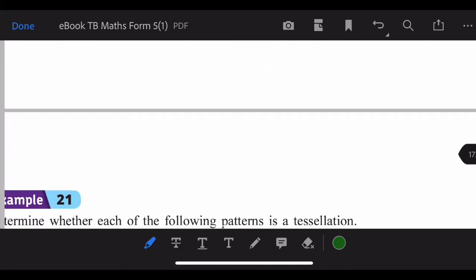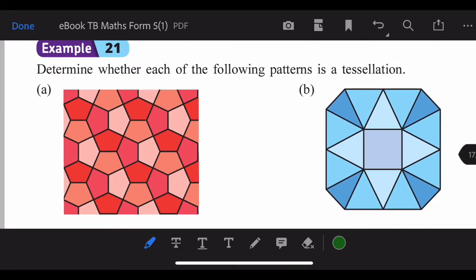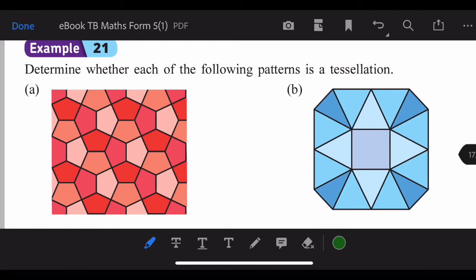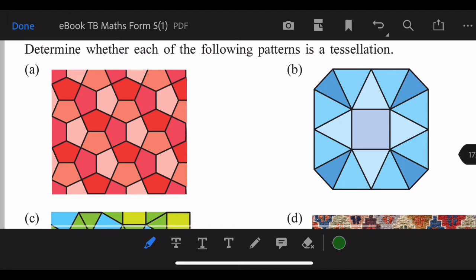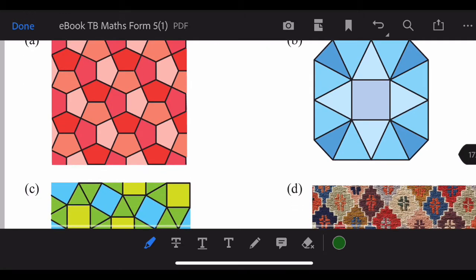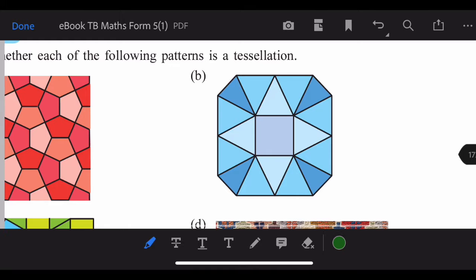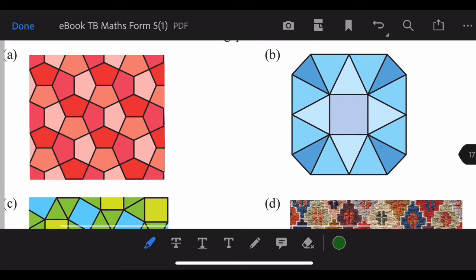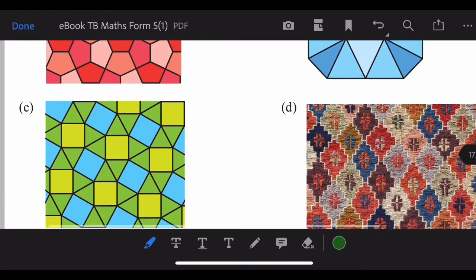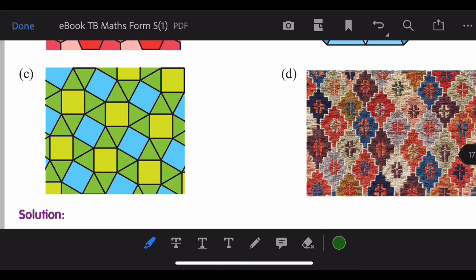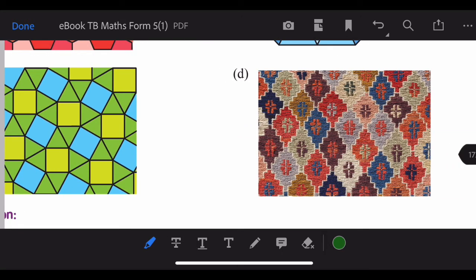Today my main objective is to tell you that tessellation is fun. It makes mathematics very interesting. Determine whether each of the following patterns is a tessellation. You can give me the answer. A, is it a tessellation? And then how about B? It can consist of many types of patterns. This one, C, is it a tessellation? And D, is it a tessellation?